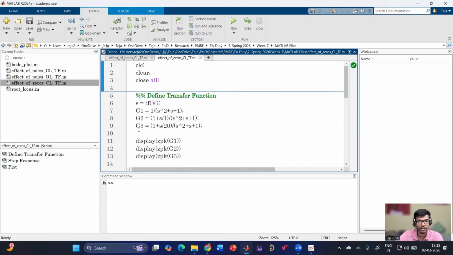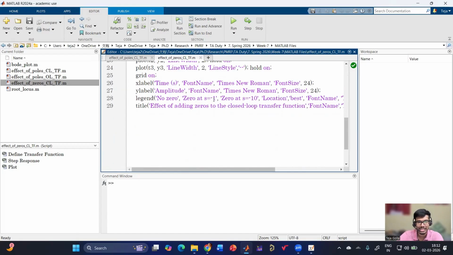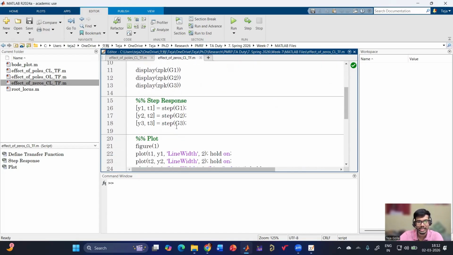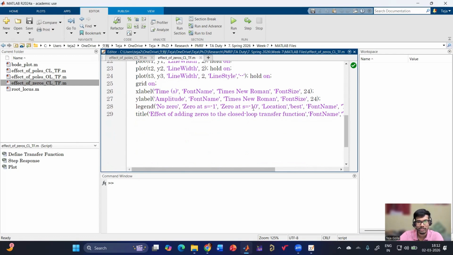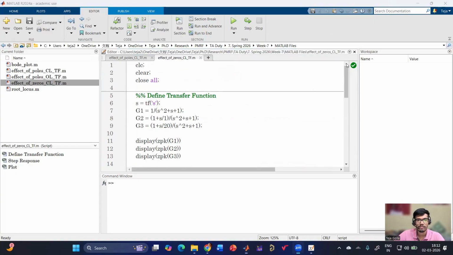And then the second transfer function G2 corresponds to a zero at s equal to -1. And the third one corresponds to a zero at s equal to -20. So this is what we are considering.